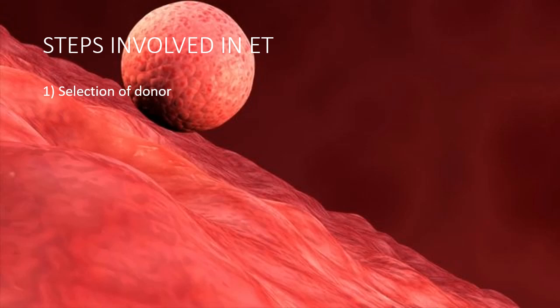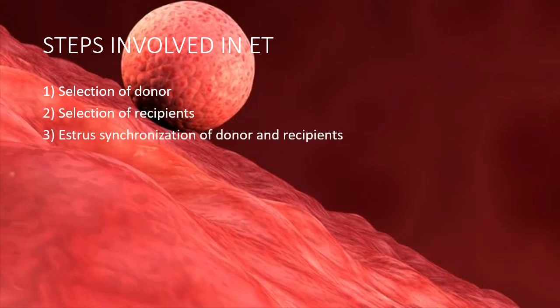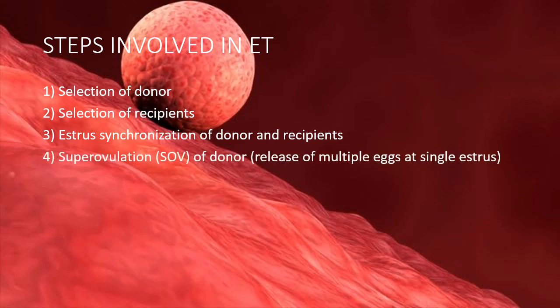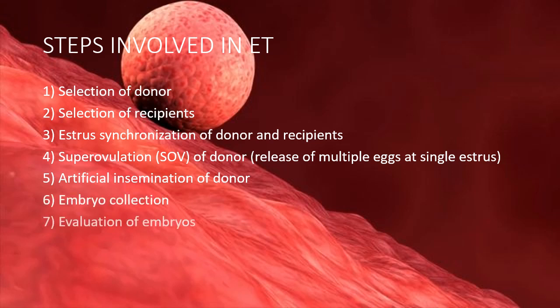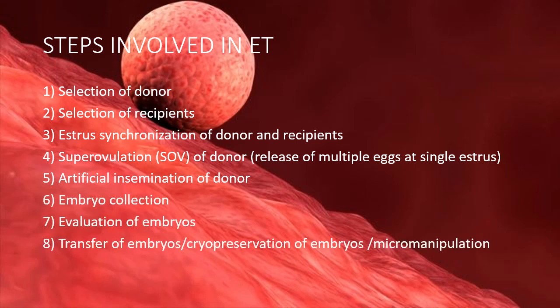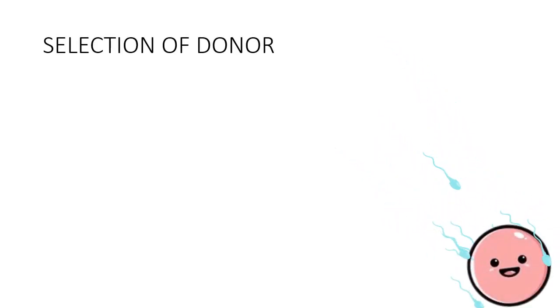The steps are: selection of donor, selection of recipients, estrus synchronization of the donor and the recipients, superovulation of the donor, artificial insemination of the donor, embryo collection, evaluation of embryos, transfer of embryos, or cryopreservation of embryos or micromanipulation. So now we shall see the characteristics of the donor, the selection of the donor.